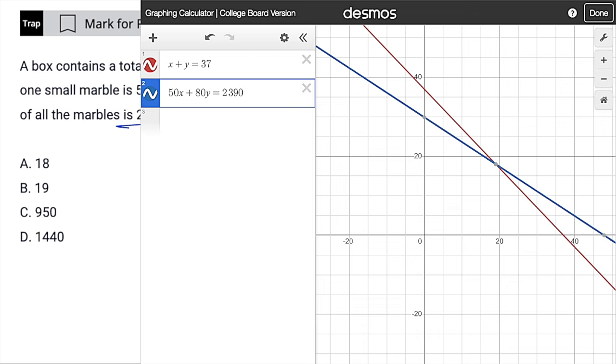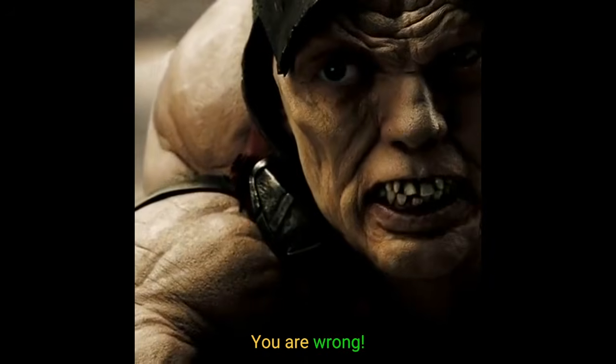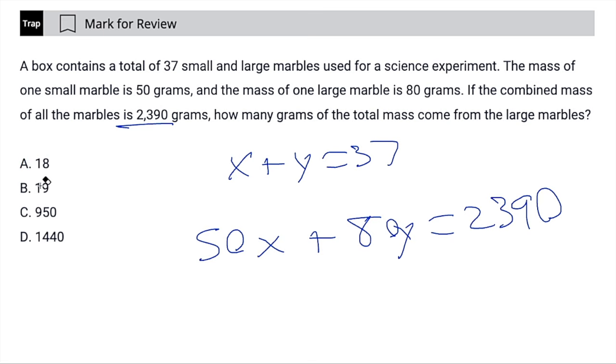So the temptation is probably, what was the question again? We're looking at large marbles. Large marbles we said was y, so our answer would be 18. And we would choose 18 and we would be wrong. You are wrong! Because that was the first answer we saw, but that was only step one.